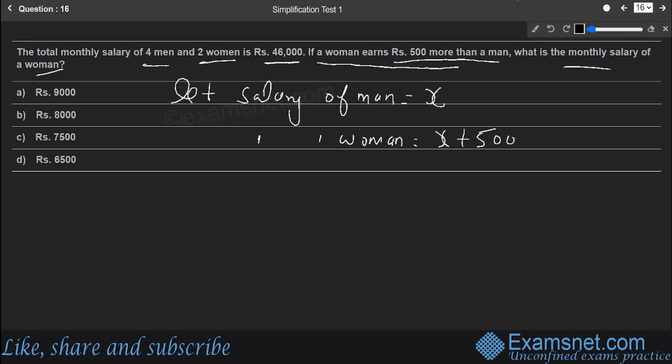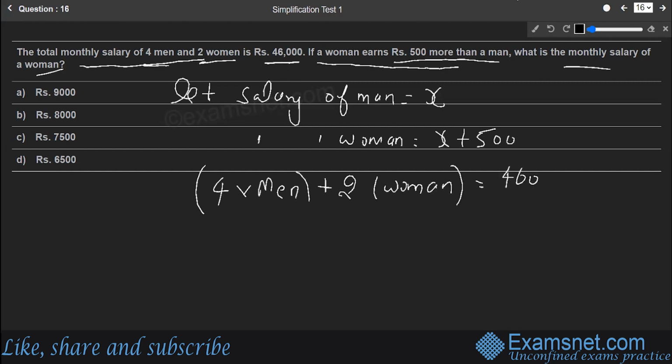Now the next condition is that the total monthly salary of 4 men and 2 women is 46,000. So clearly it's going to be 4 times the man's salary plus 2 times the woman's salary, and this should be equal to rupees 46,000. This is the complete equation for us. So using X and X plus 500: 4X plus 2 into (X plus 500) should come out to be 46,000 on the right hand side.